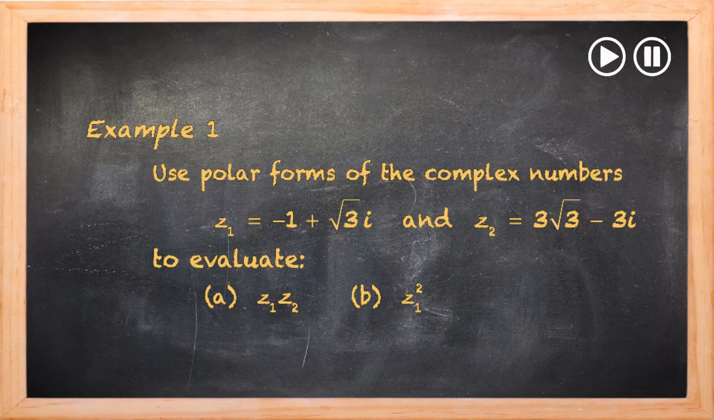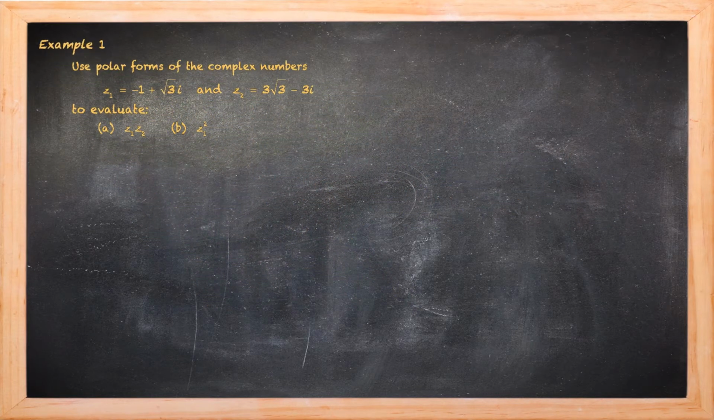So now time for you to get involved. If you stop the video and try this example. We'll start this as we should always start problems like this, by drawing an Argand diagram and pinpointing exactly where these complex numbers are. So we'll start with z1, negative 1 plus root 3 i: 1 to the left, root 3 up.